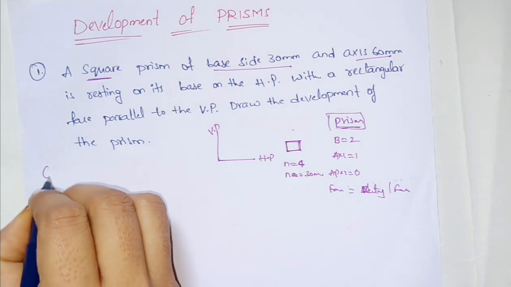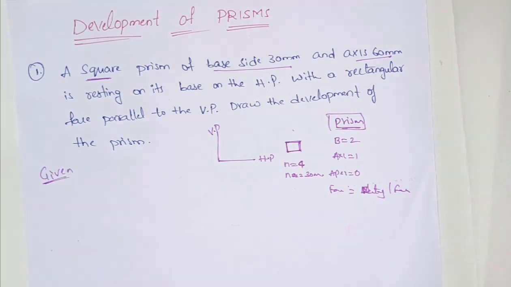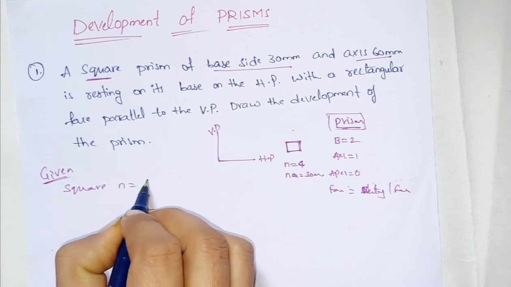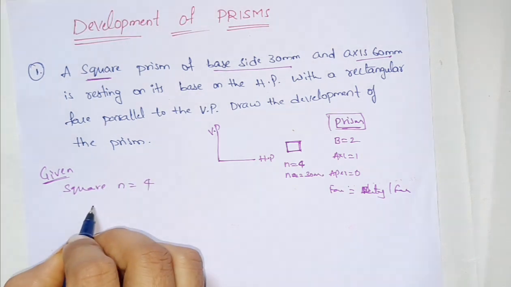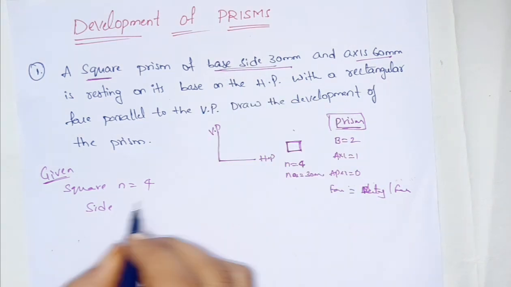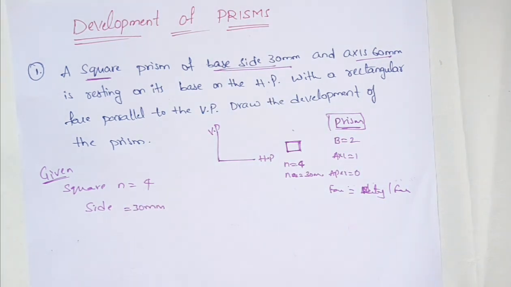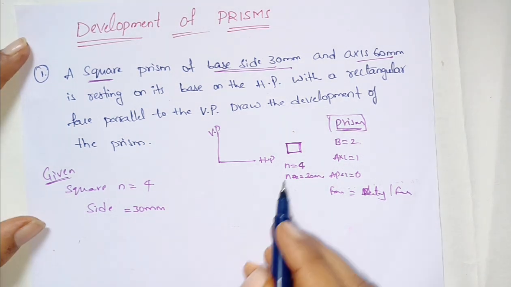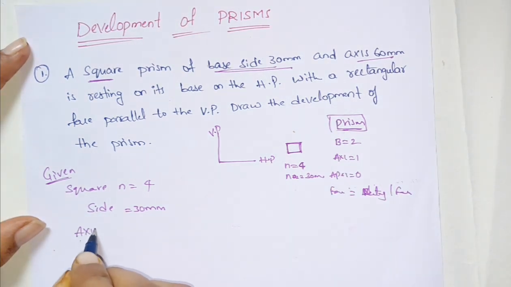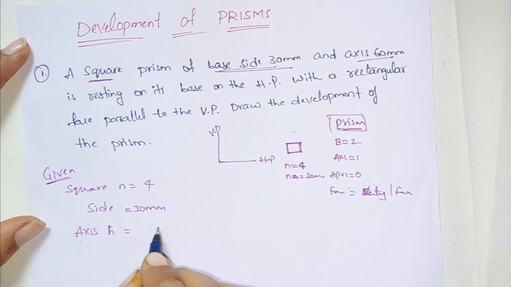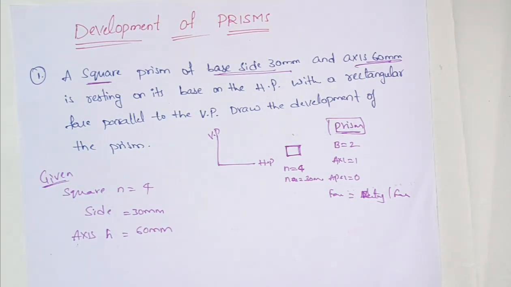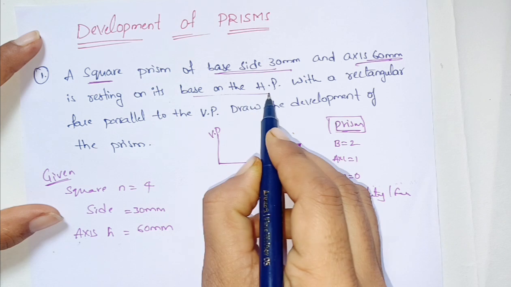Here mention the given data. First of all, we have to write the given data. The object is a square, which means N is equal to 4 sides. And this side is given as 30 mm. Before drawing, you have to write the given data, then it is easy to draw the next steps. Next, axis is nothing but H. We call it height H, and this is 60 mm as given in the question, and it is resting on its base on the HP.